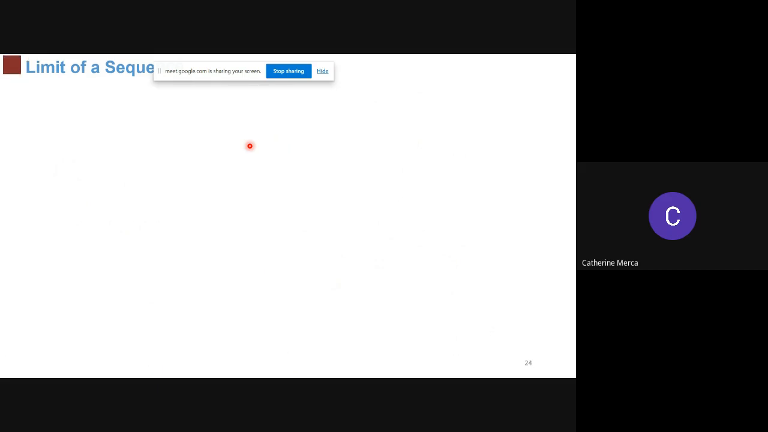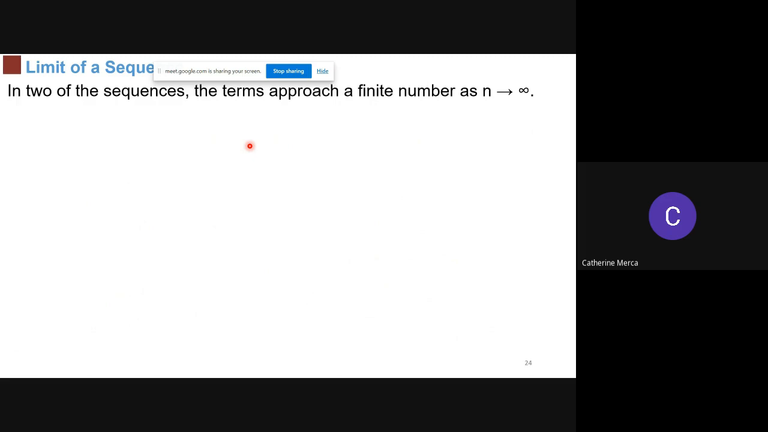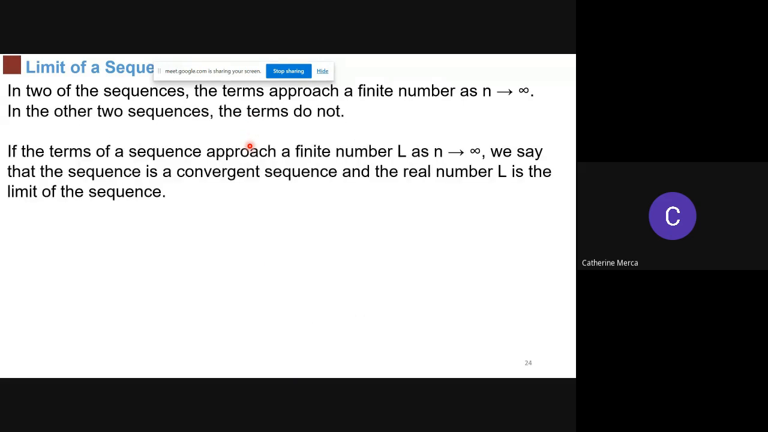Yeah. So, in two of the sequences, the terms approach a finite number as n approaches infinity. In the other two sequences, the terms actually do not. So, if the terms of the sequence approach a finite number L as n approaches infinity, we say that the sequence is convergent. Otherwise, it is actually divergent. The limit of the sequence that converges is the number L.